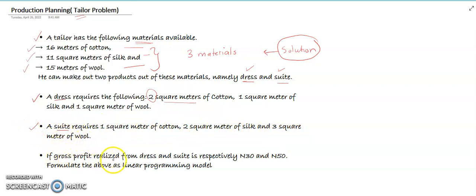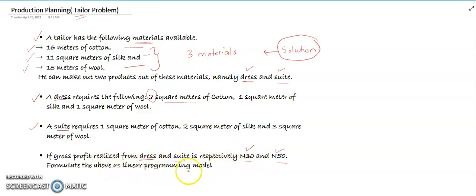If the gross profit realized from the dress and suit is respectively N30 and N50, N30 and 50 represent the daily profit earned by the production of a dress and a suit. This is for the dress, this is for the suit. Formulate the above as a linear programming model.